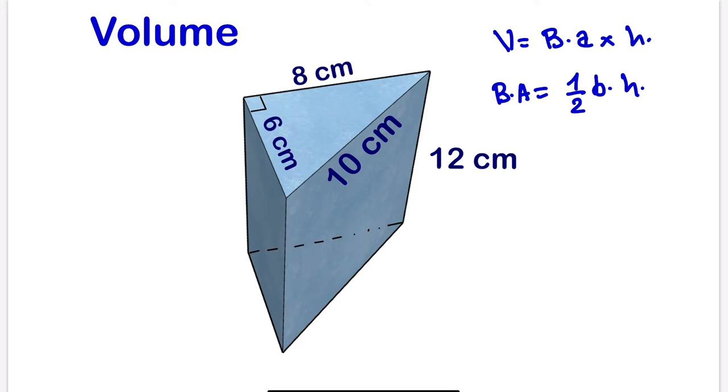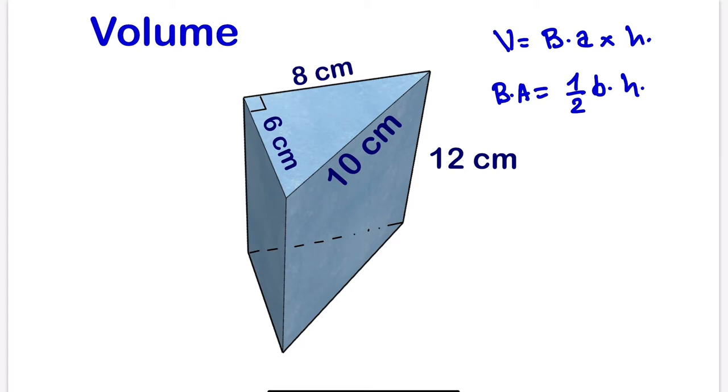Now looking at this triangle, what is going to be the base? Of course, the base will be 6. And the height is not going to be 10. You can see the perpendicular height is 8. So the base is 6 and the height is 8. So let's look for the area of the base.